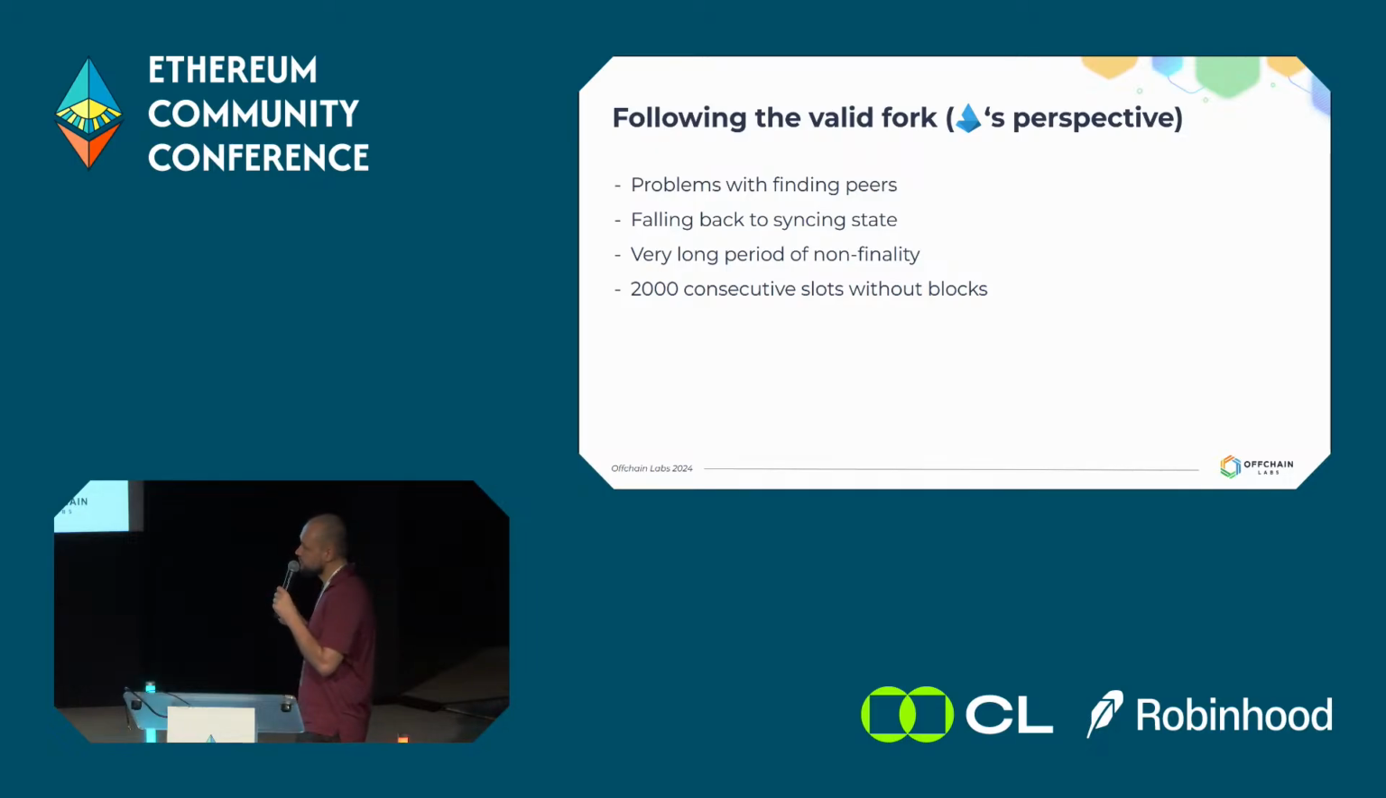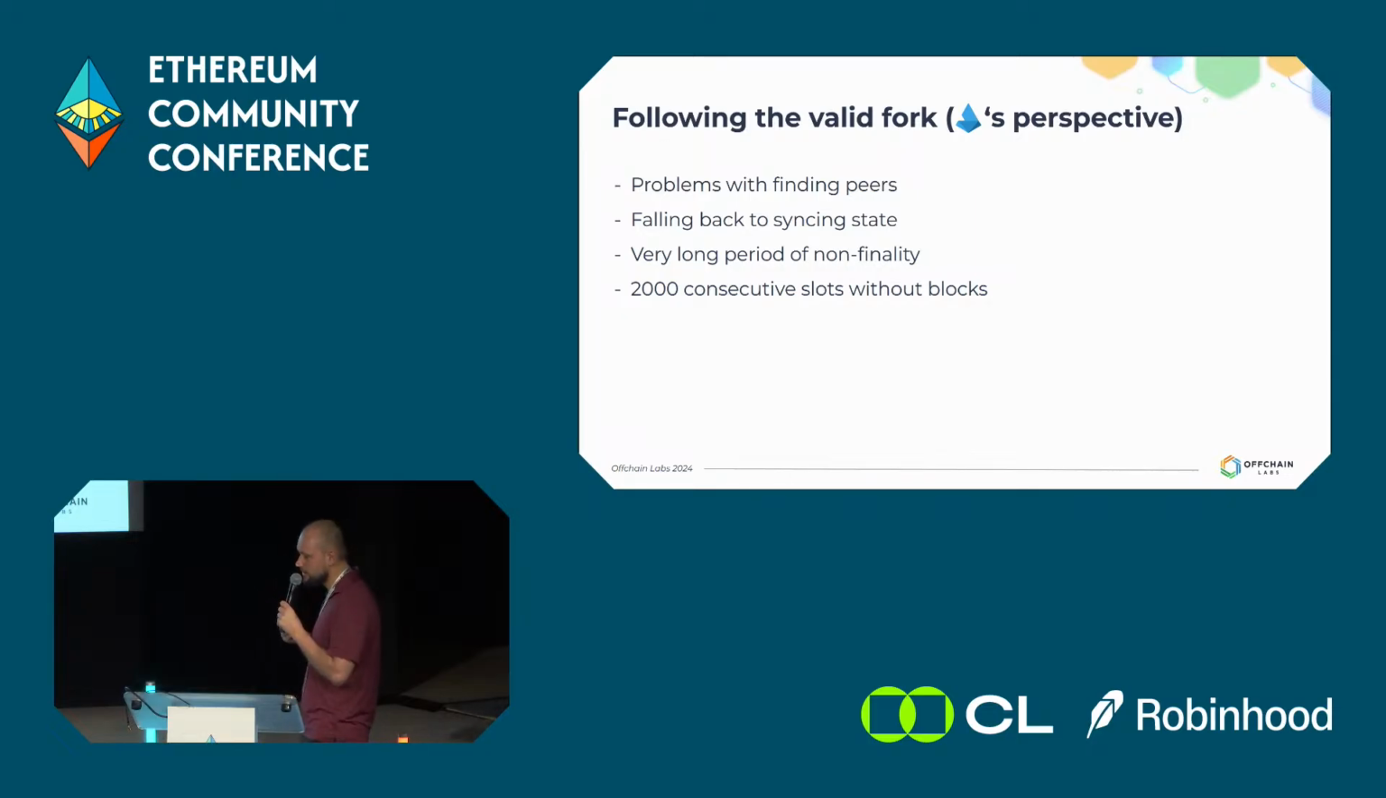Then we had this issue of falling back to syncing, because the last block of the valid fork was before the last block of the invalid fork. And so when we got to the head and we had most of the peers on the invalid fork, they were telling us, hey, I know a block which is much higher than your block. And Prism would try to get all these blocks and switch to the invalid fork.